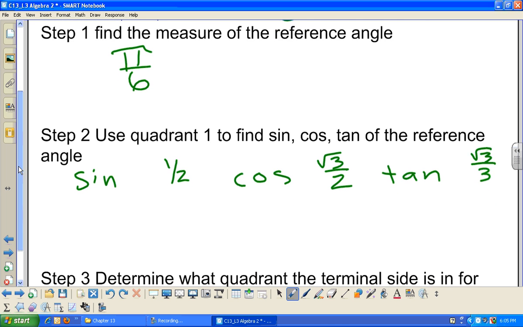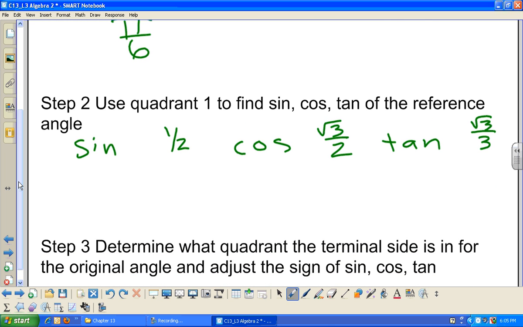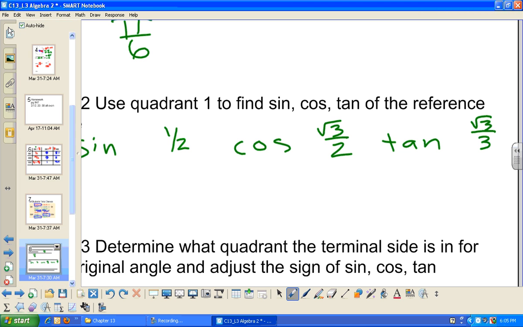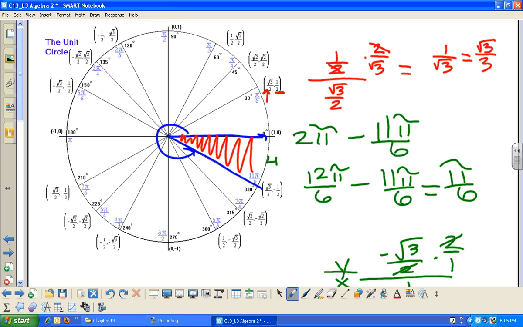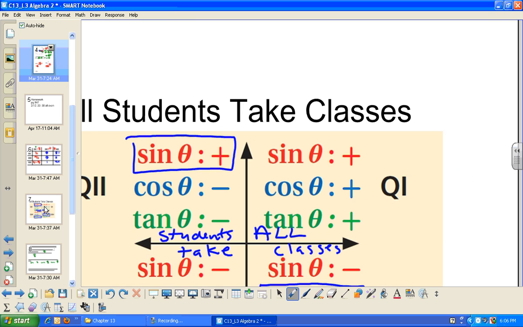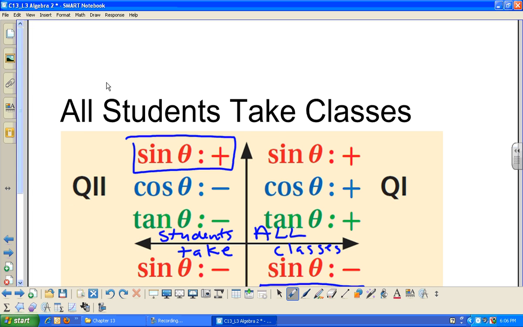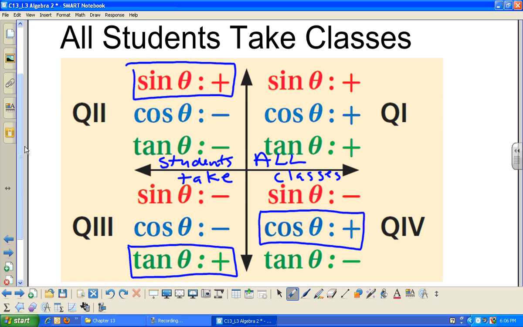And my final step is to determine what quadrant the terminal side is in for the original angle and adjust the signs accordingly. If I look back at the unit circle, this is in quadrant 4. This is my terminal side, so that means this is going to be in quadrant 4. And if I look at my All Students Take Classes, in quadrant 4, both sine and tangent should be negative. Only cosine should be the positive answer.